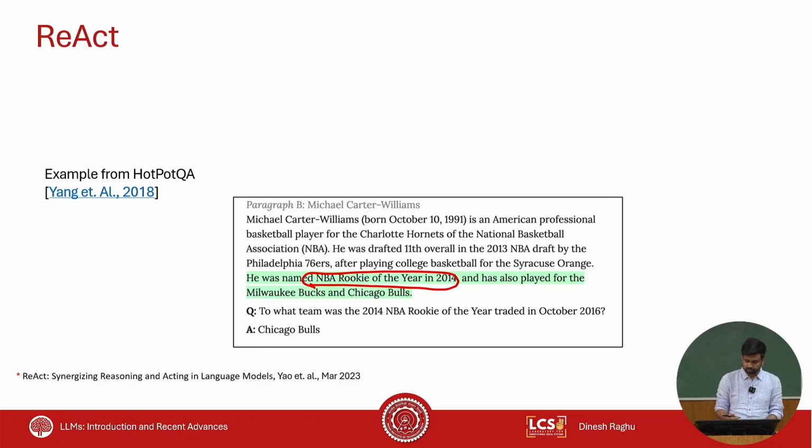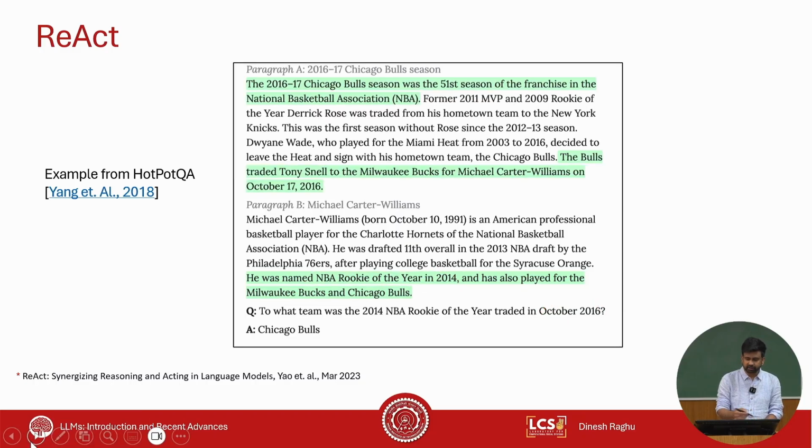So what you would end up doing is that you will probably search for October 2016 trade and Michael Carter Williams in your second query. That will lead you to the next document, which is this one about the 2016-17 Chicago Bulls season information page on Wikipedia, where it clearly says that the Bulls traded Tony Snell to Milwaukee Bucks for Michael Carter-Williams on October 17, 2016, right?